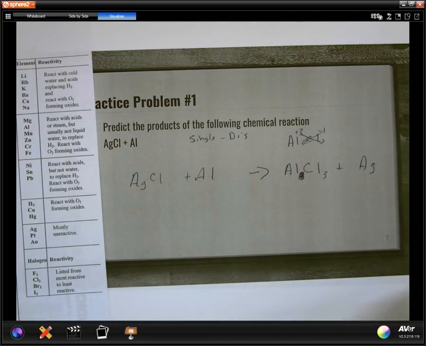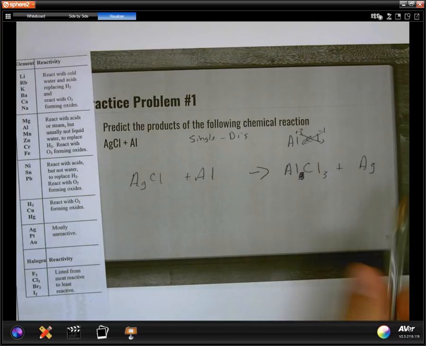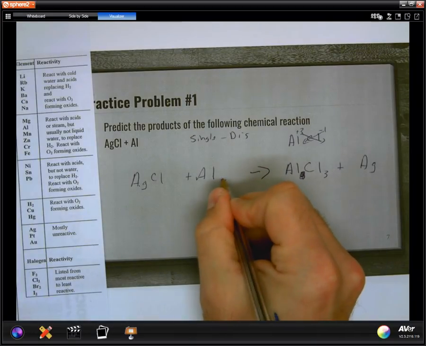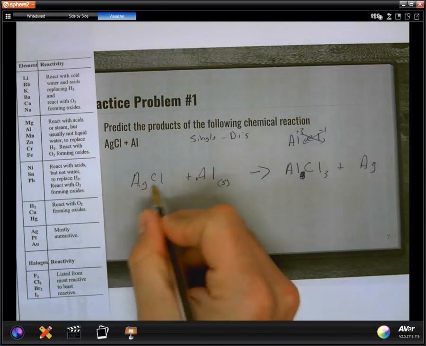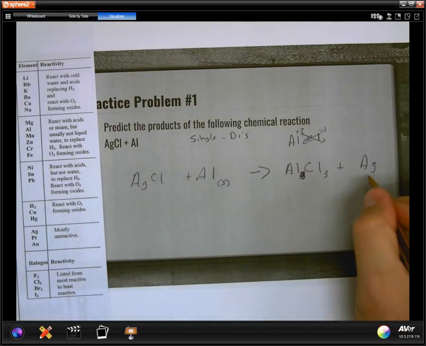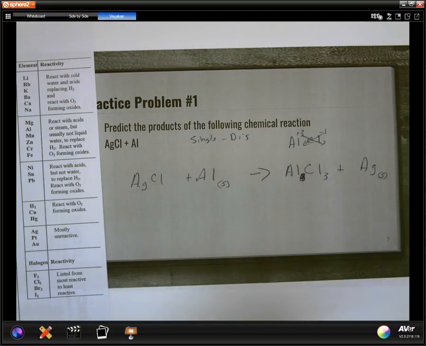One last thing that I want you to practice doing is, again, going through here and identifying the phases of these elements. And this is part of writing your chemical formulas out correctly. Aluminum, we know, is a solid. Silver chloride, you don't know. Same with aluminum chloride, but you should also know that silver is a solid. So now, to be able to decide whether these are liquid, solids, gases, or aqueous, we're going to use what's called the solubility table that I gave you in class.